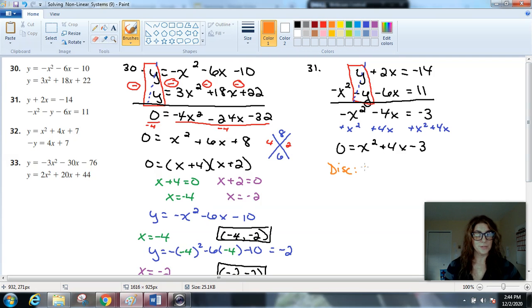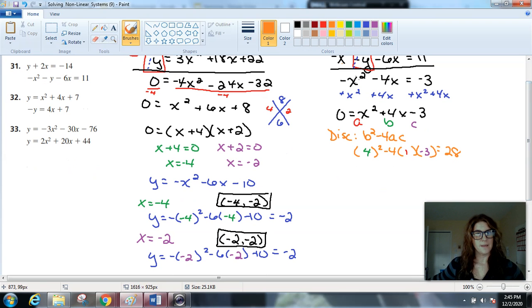Okay, so my discriminant, remember that's your b squared minus 4ac. Okay. So a is 1, b is 4, c is -3. Put that in your calculator, and you're going to find out that it comes out to be 28. From here, I'm going to go through and finish solving my quadratic formula.